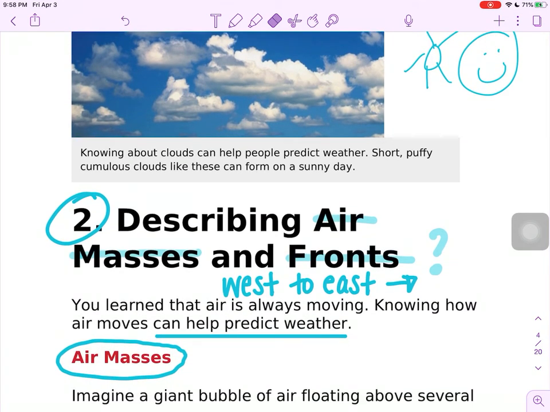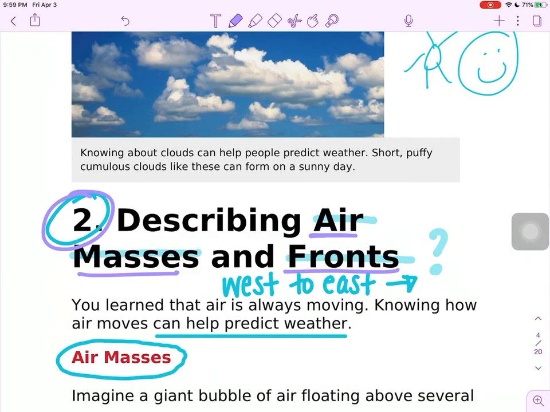So we are going to be talking about describing air masses and fronts. So we're in section 2. Air masses and fronts are words I'm wondering about. They sound familiar to me, especially fronts, because I do recall when we were watching the WGN daily weather forecast a few weeks ago. I guess it's more like a month ago. I remember them talking about the fronts.